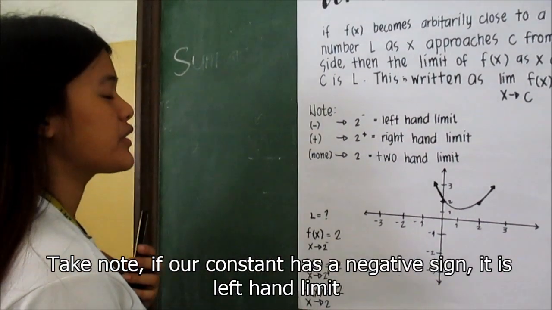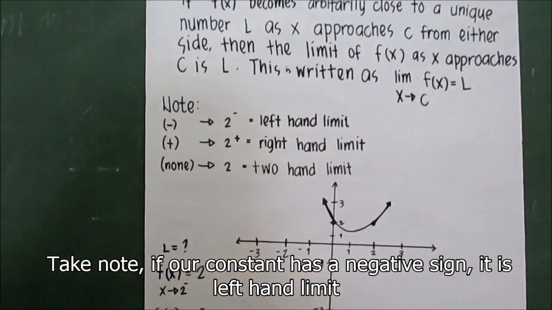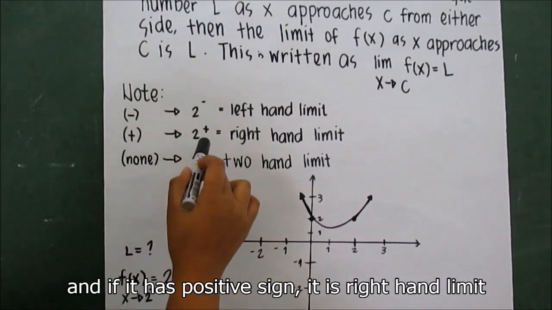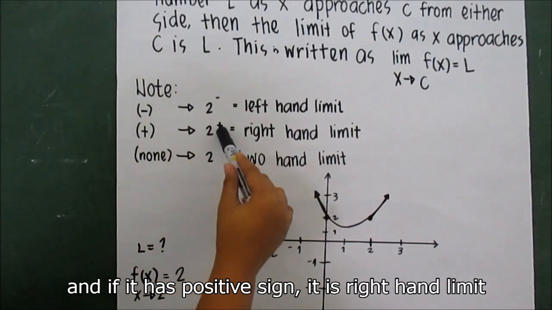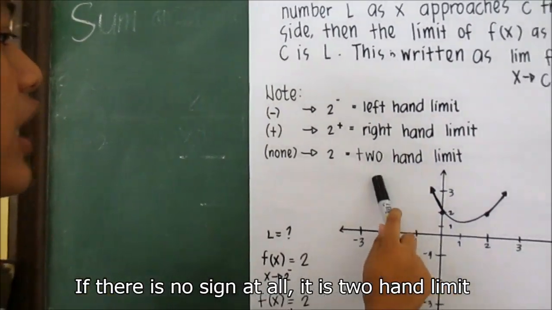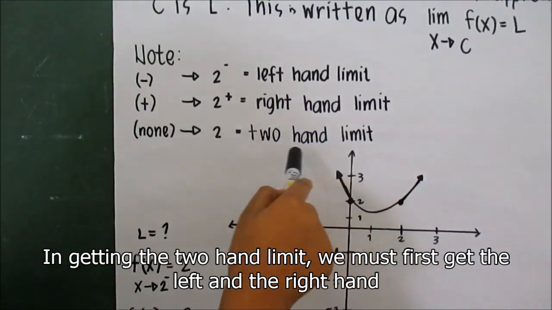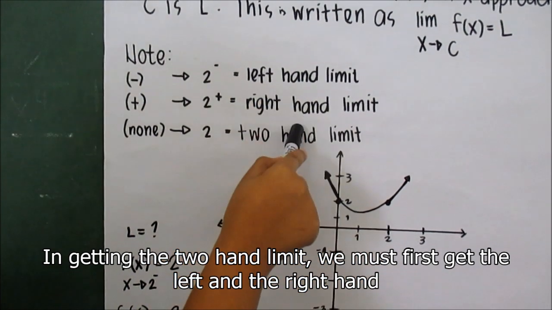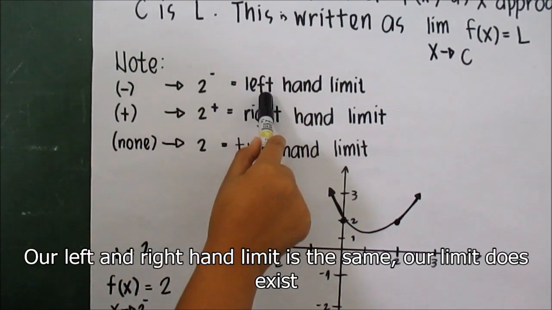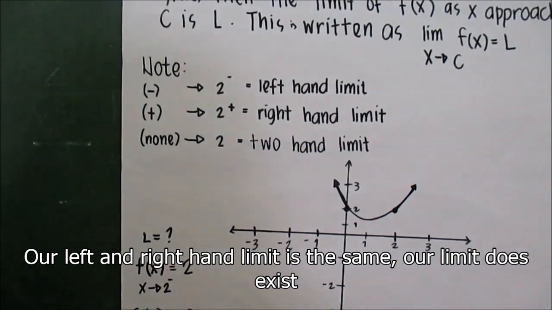Take note, if our constant has a negative sign, it is a left hand limit. And if it has a positive sign, it is a right hand limit. If there is no sign at all, it is a two hand limit. And to get the two hand limit, we must first get the left and the right hand. And if our left and right hand limits are the same, our limit does exist.